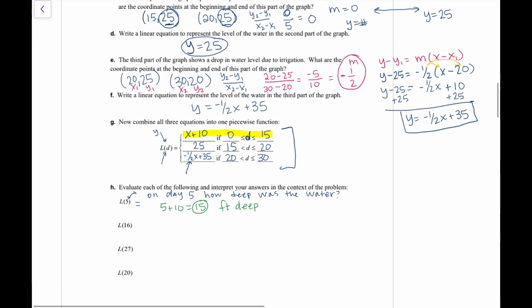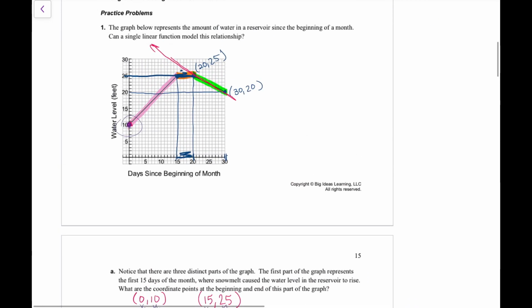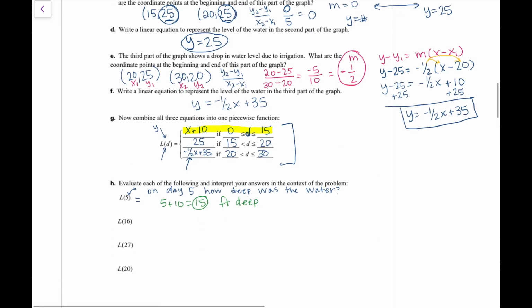So let's look at that graph just to make sure that is correct, okay? If I were to look at day 5, it's going to be right at 15 feet right here. So we're looking at that point right there on our graph. Now, on day 16, how deep is the water? 16 is in between 15 and 20. And anytime it was in between 15 and 20 days, the depth stays constant at 25 feet. So this is equal to 25 feet.